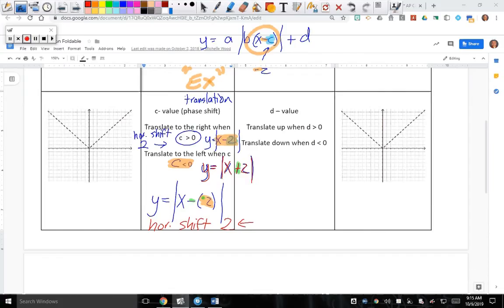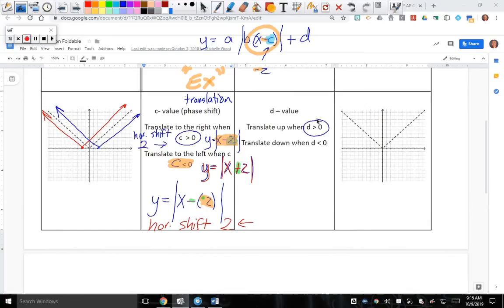Does it stretch or compress? No, everything stays the same. So it'll look something like this. Okay, and then 2 to the right would look something like that. Those are easy, right? It should be easy. Alright, so the last ones.